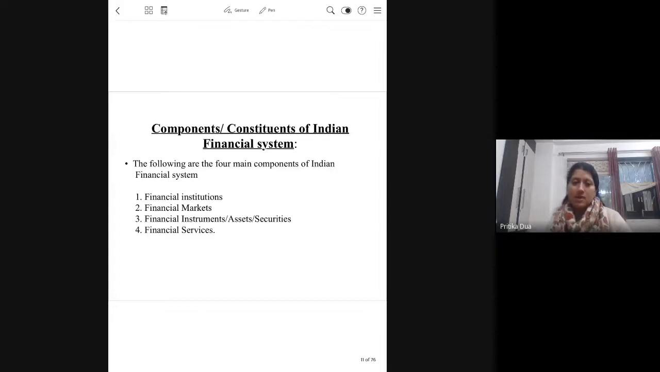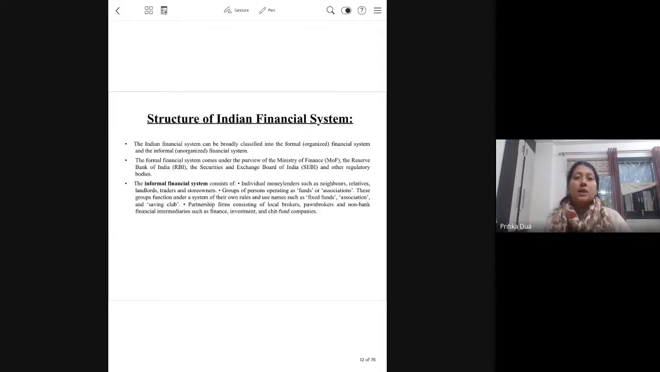So in markets, we will do primary and secondary markets in detail. Then we'll be doing the financial institutions, covering the financial institutions in detail. Before that, let's understand what is the structure of the Indian financial system. Whenever I will be using the term financial system, it will be with reference to the formal financial system, though every economy has an informal financial system also.